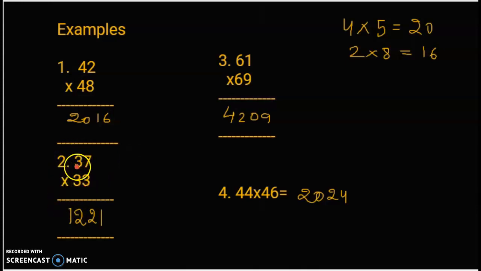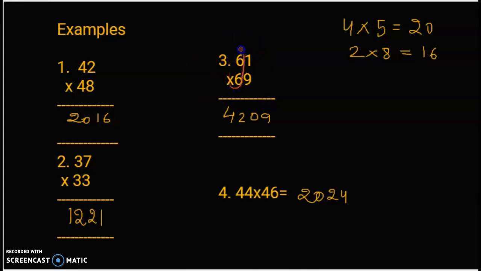So we will multiply 3 by its next digit 4 and we get 12, and multiply the numbers at units place, that is 7 and 3, that gives us 21. So our answer is 1221.